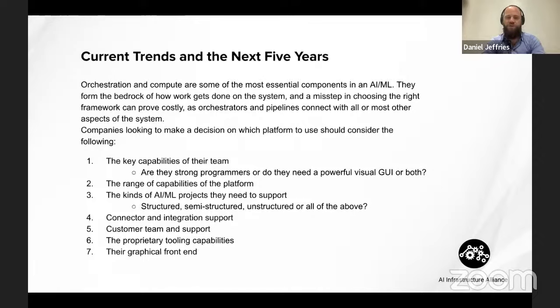Many of the platforms don't really deal well with both of those in the same thing. It's very hard to shove giant video files into a database backend, no matter what anybody tells you in their marketing. Whereas structured data with text fits very easily in a database. What are the connectors and integrators? How's the customer team support? All these kinds of things are super important for your decisions, and you should weigh them all very carefully when you're looking at different platforms.